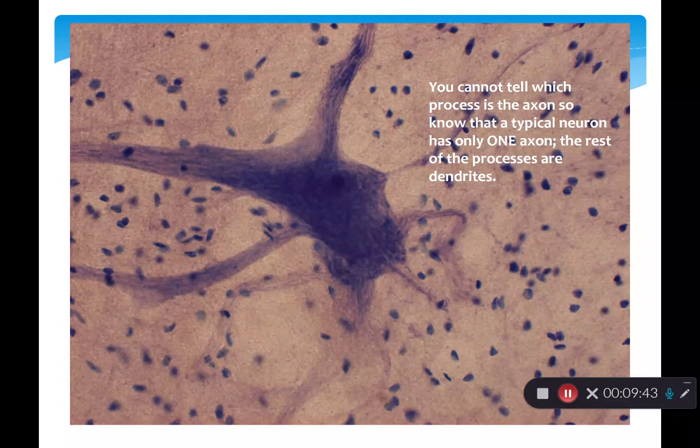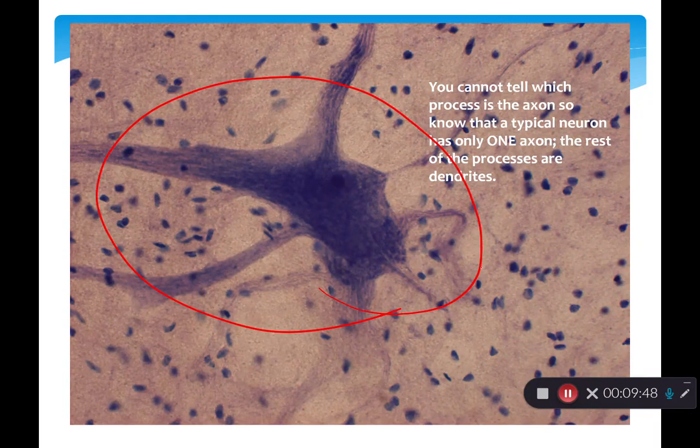So this is what our slide looks like. This big one is just 1 neuron. There is its nucleus right there. Now it has all these processes coming out, lots of processes, but you don't know which one is the axon. So what I want you to know is that a typical neuron has only one axon. The rest of these processes are going to be dendrites. And then all these little spots are the neuroglia, the glial cells. So that's nervous tissue.